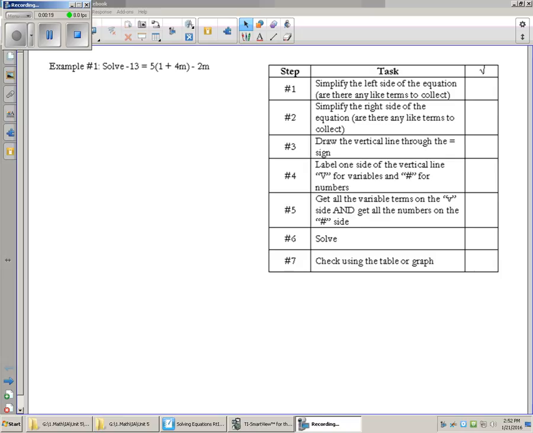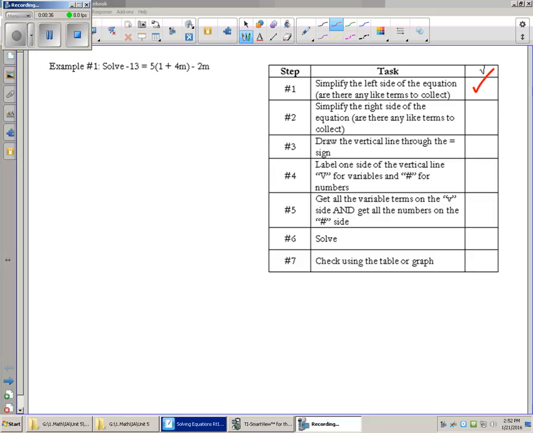So if we are simplifying, we're looking to see if there are any like terms to collect. So in this equation on the left side, the only thing that's there is a negative 13. So there's nothing to simplify, so we can go ahead and check that off the list. The next step asks us to simplify the right side of the equation.